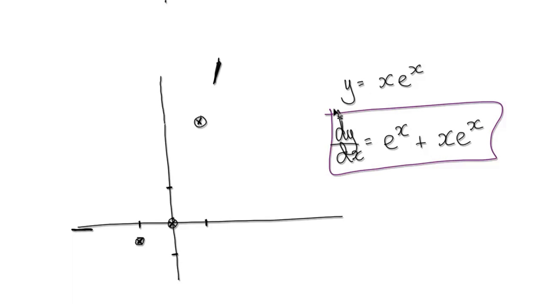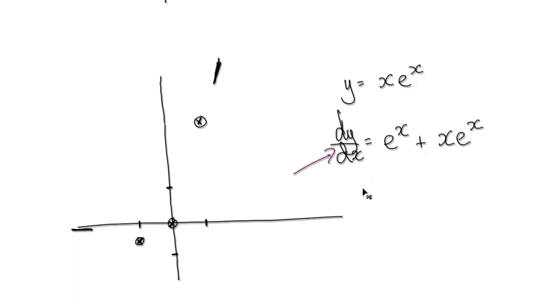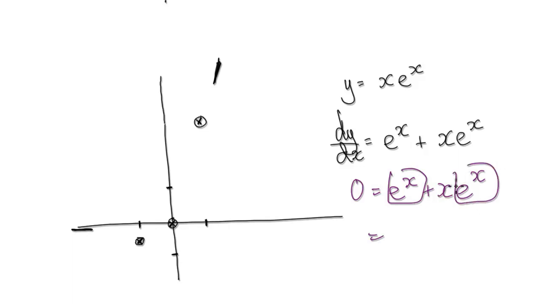So when you differentiate this, it will give you this. So when will the gradient be 0? Let's put 0 into the dy by dx. So we're trying to find out when the gradient will be 0. So that would be 0 equals e to the x plus x e to the x. This is in common, e to the power of x is in common, so factor out e to the power of x. That would be this.